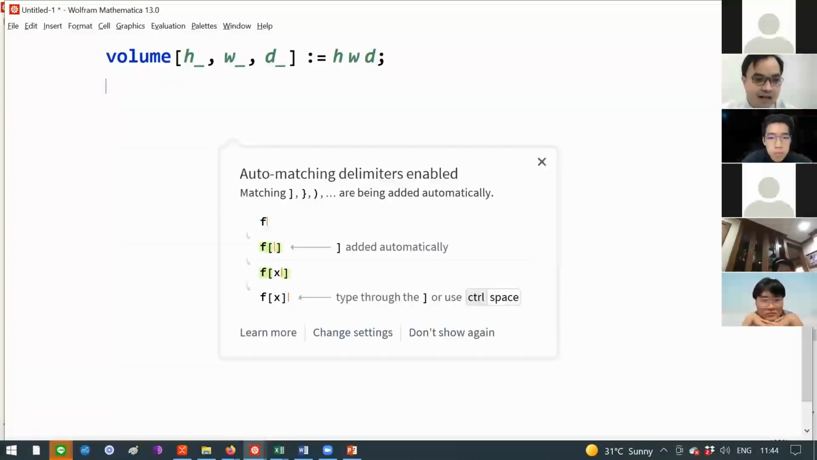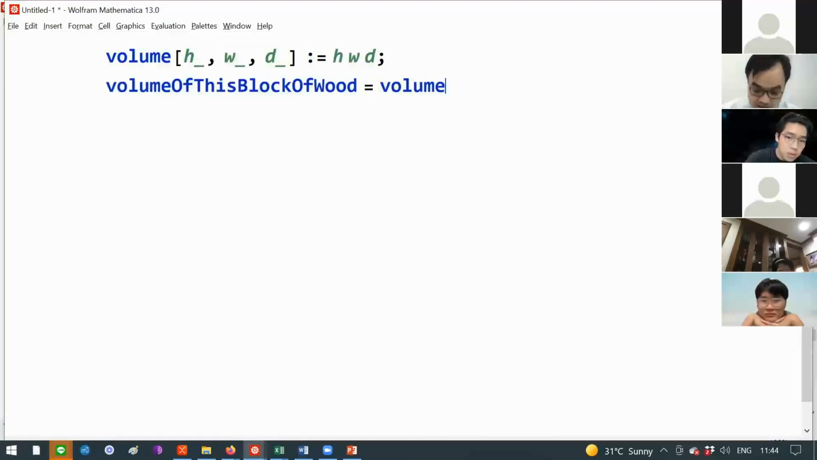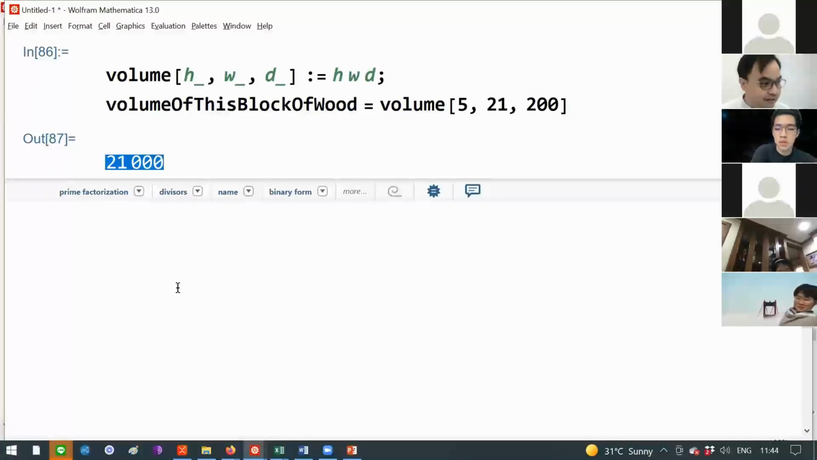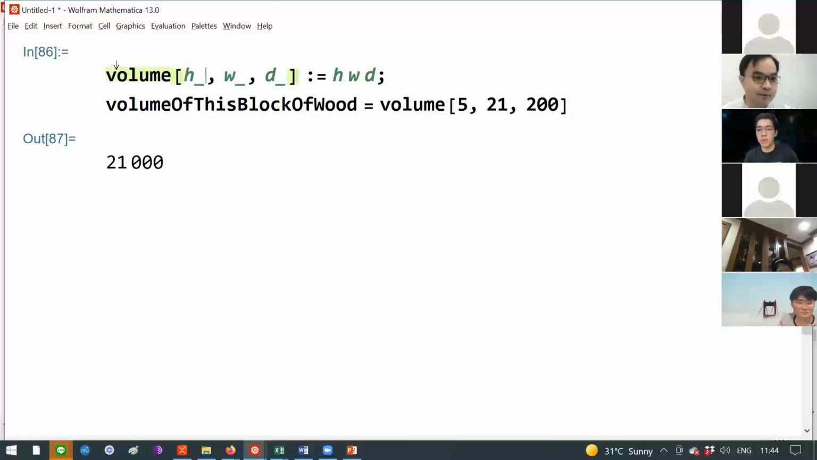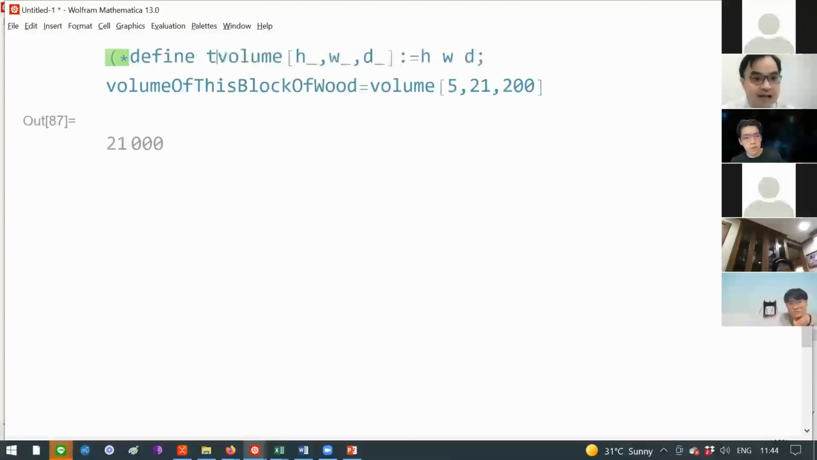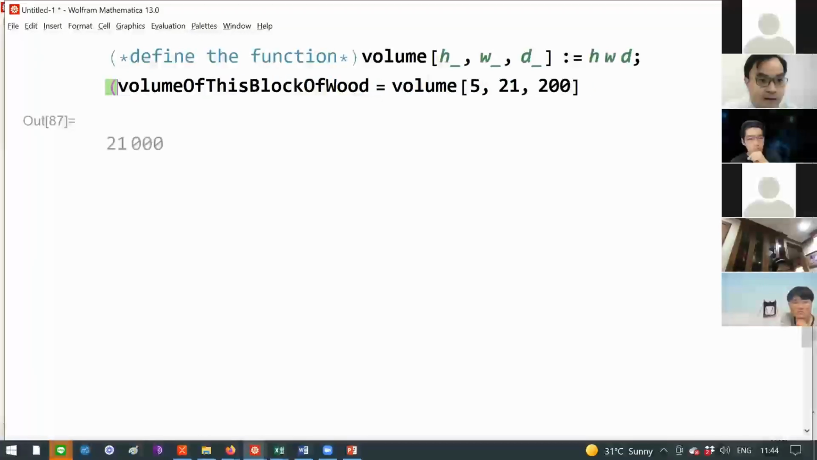And then you say the volume of this block of wood equals volume of 5 centimeters high, 10 centimeters, 21 centimeters wide, and 200 deep. That's it. This is how you tell a computer. There are always 2 steps. This is as simple as it gets. This is functional programming. You define the function, then you invoke it. So this is called define the function, and then you invoke it.